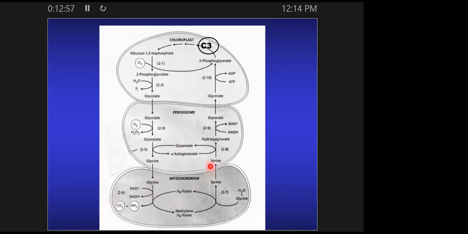And then the serine has to mobilize out of the mitochondria, find the peroxisome, and go through a reaction where you end up with glycerate. Well, now we're getting closer to phosphoglycerate. So now glycerate moves back into the chloroplast, and now you see the input of energy. You need ATP to phosphorylate it so that you end up with phosphoglycerate.